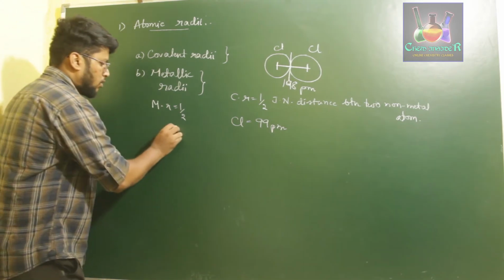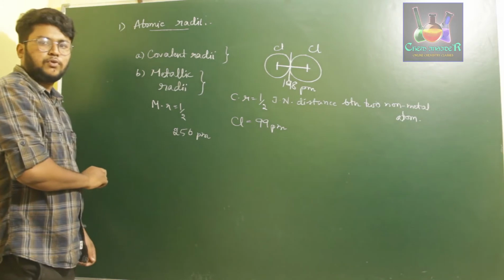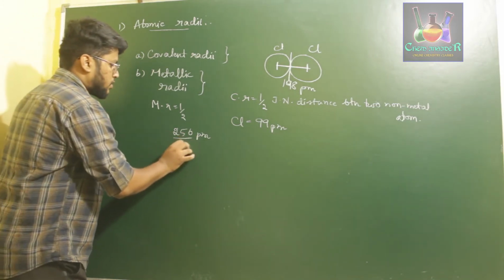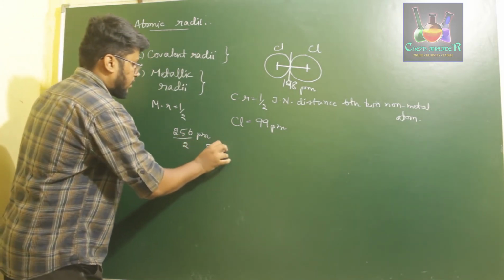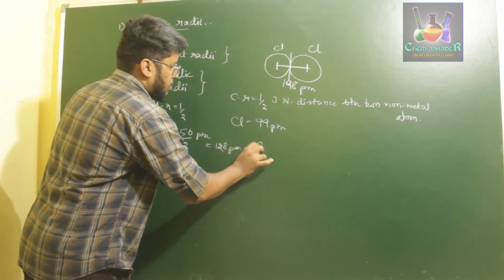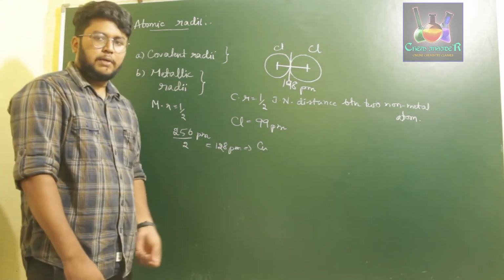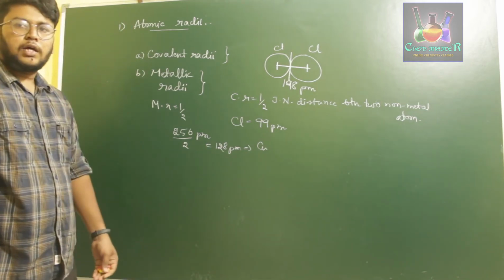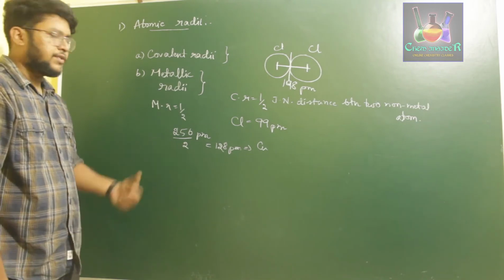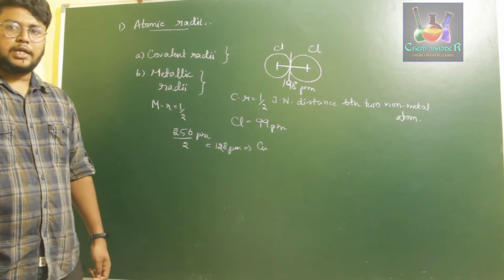For example, copper has an interatomic distance of 256 picometer. Once you divide it by 2, we get 128 picometer, which is nothing but the radius of a copper atom. So the radius of a copper atom is 128 picometer, and the radius of a copper molecule is 256 picometer. So this is about the covalent radii and metallic radii.